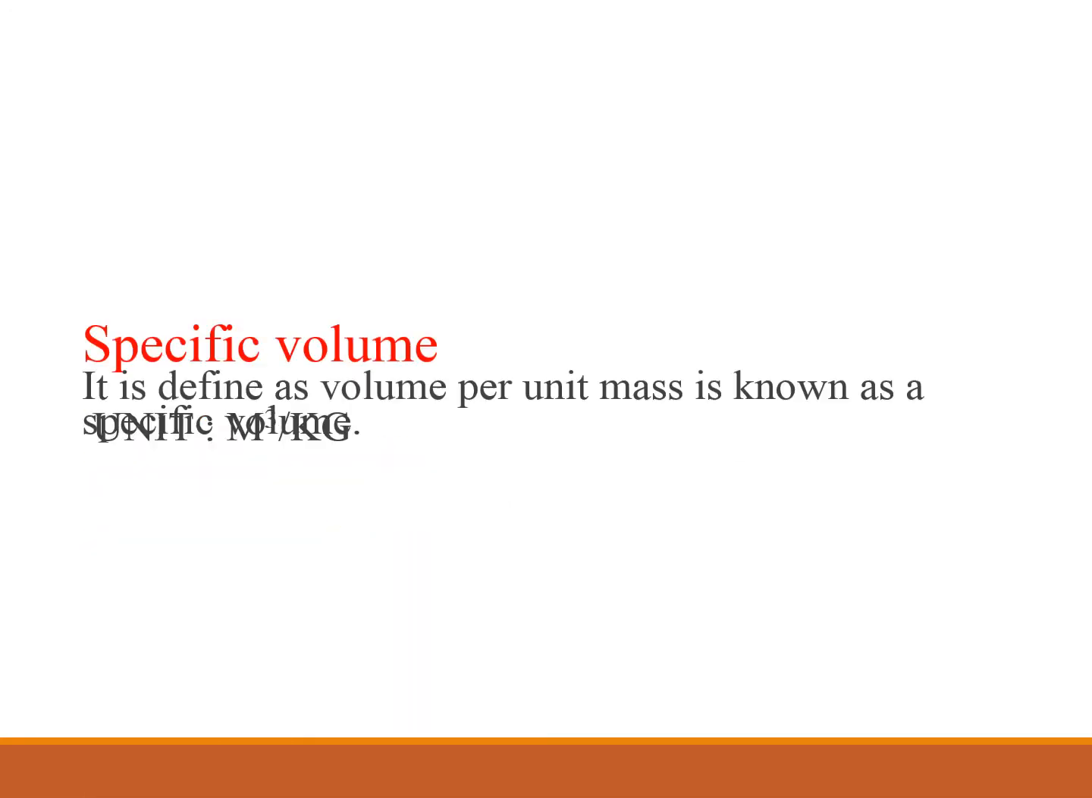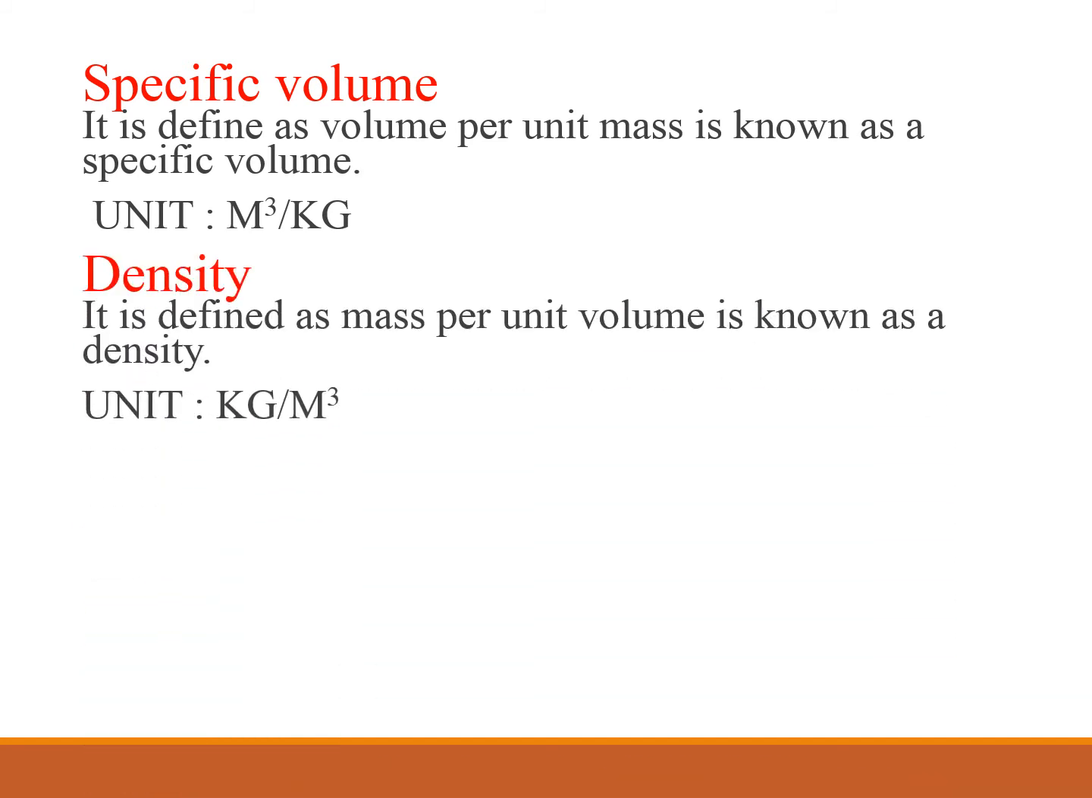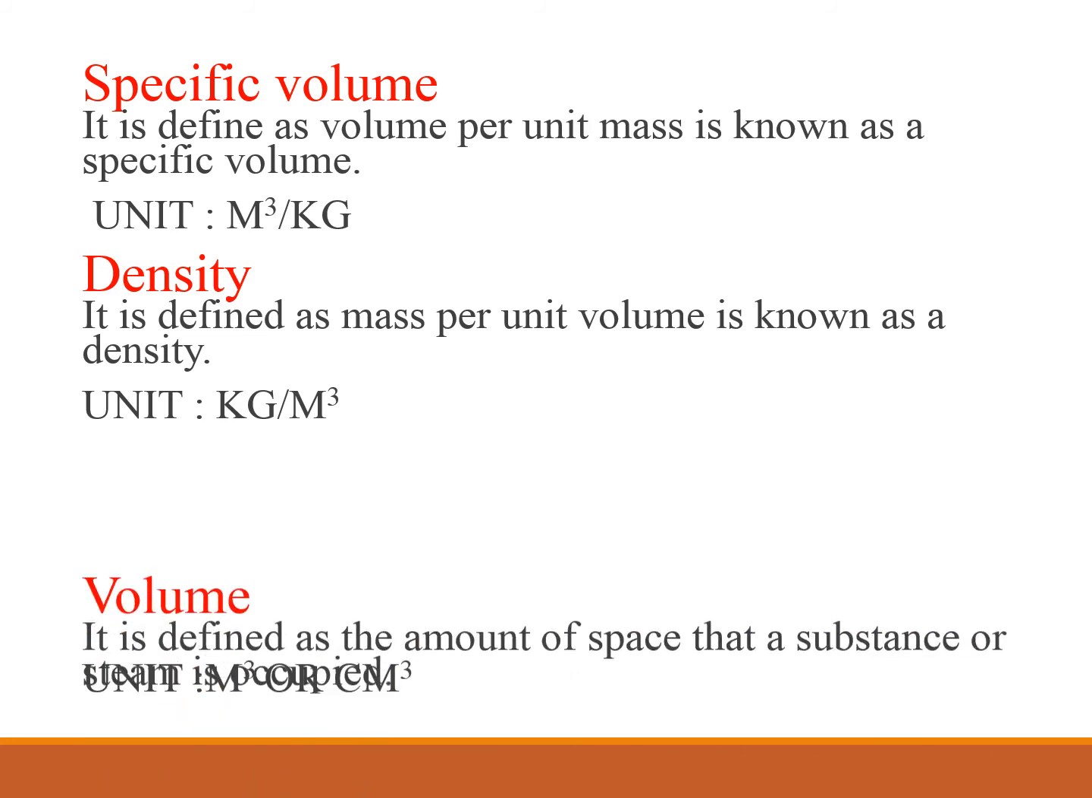Let us see some basic definitions and units. Specific volume. It is defined as volume per unit mass. Unit, meter cube per kg. Density. It is defined as mass per unit volume. Unit, kg per meter cube.